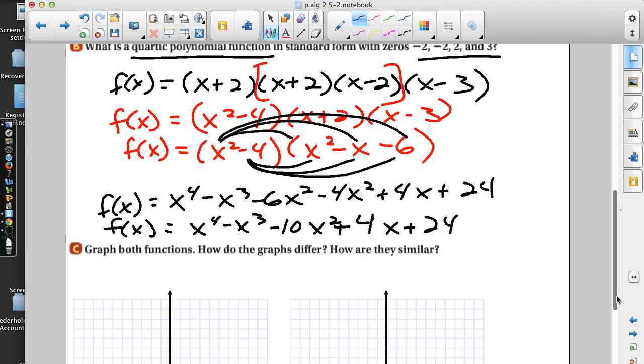Just the x squared terms that we put together. That's a monster. But is it a quartic polynomial? Yeah. And you know what? If you're going to do all of that math and take the time to do this, you probably want to see it so you can know, hey, this is doing what it's supposed to do. It's supposed to cross the x-axis here, there. So x to the 4th minus x to the 3rd minus 10x squared plus 4x plus 24.